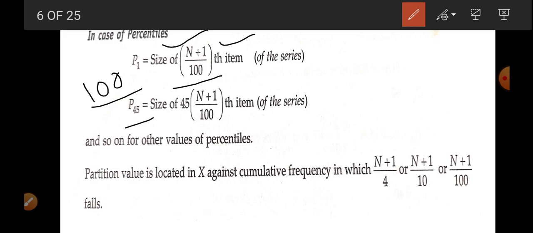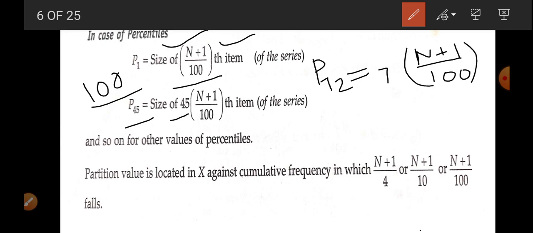If you want to calculate P45, so n plus 1 upon 100, you write as it is and keep 45 outside. If you want to calculate P72, how are you going to generate it? Write the basic equation n plus 1 upon 100 and keep 72 outside. So I think you are able to understand.